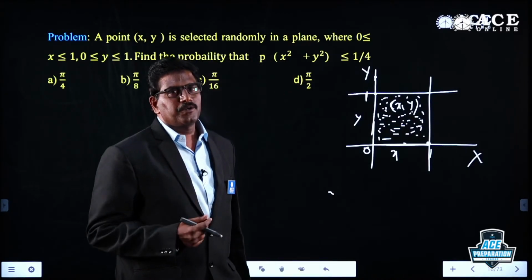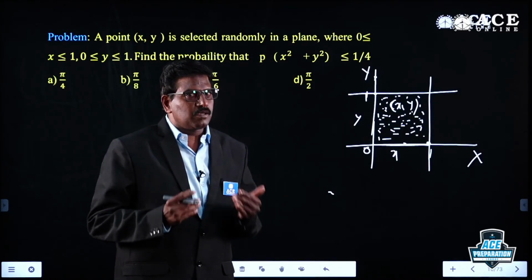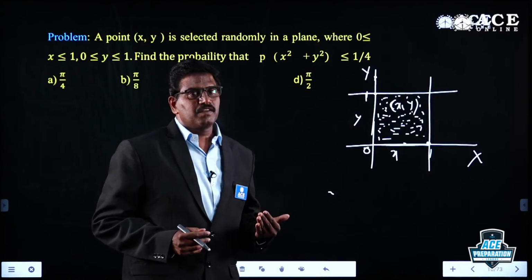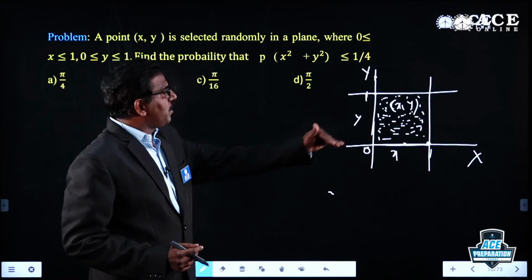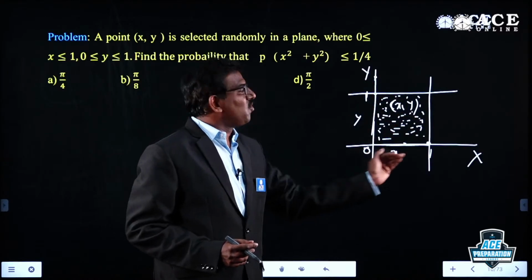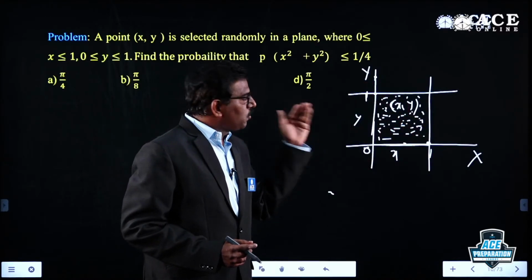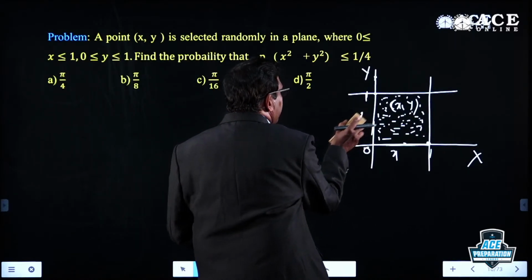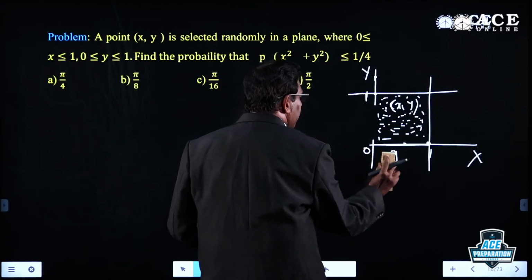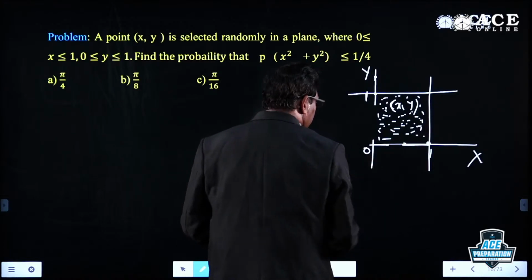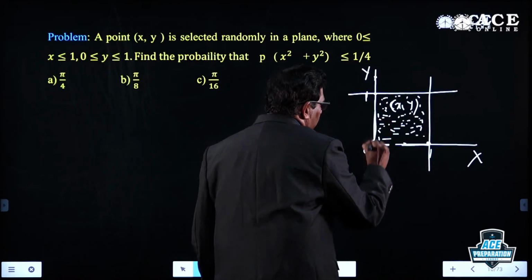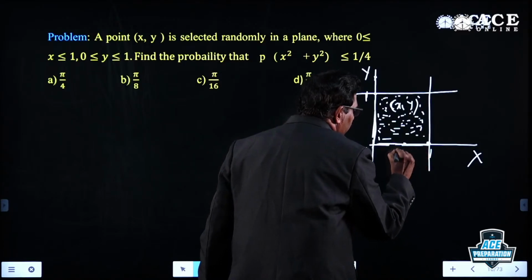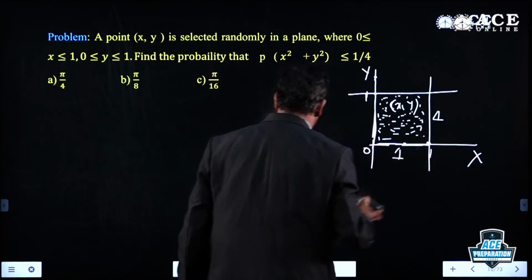No. Already I told you in the beginning, to solve some problems, the area concept is helpful to you, so that you can take the denominator as the total area of this portion. Total area of this portion means what? Is it a square or not? No doubt it is a square. What is the square's area? This is 1 unit distance. This is also 1 unit distance.